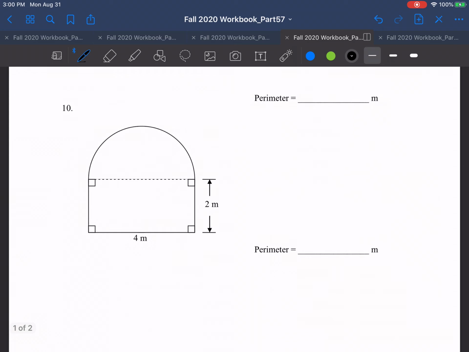All right, how about this next one? We need the perimeter of this one. So again, let's take this in sections. We again have a semicircle, half a circle right there in the blue part.